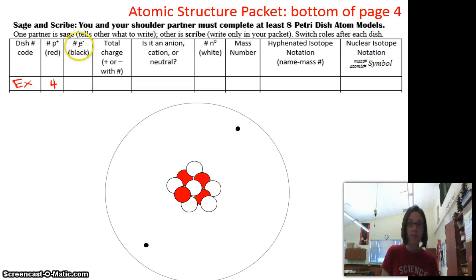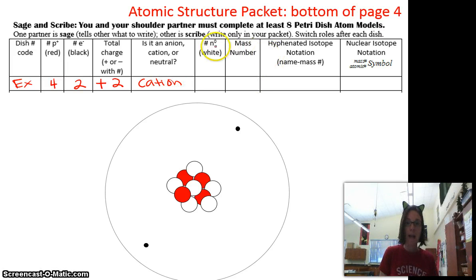The next thing it asks for is the number of electrons, which are the black ones out here. And there are 2 electrons. Now I have to look at the charge of this atom model. I have to decide if it's overall positive or negative and how much. So since I see more protons than electrons, that means it's positive. And the difference in those two is 2. So this atom here would have a positive 2 charge. Since it's positive, it's a cation, so we would write cation right here.